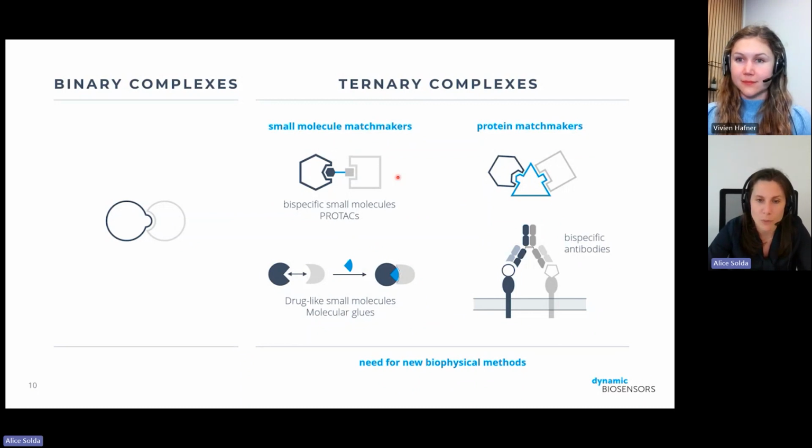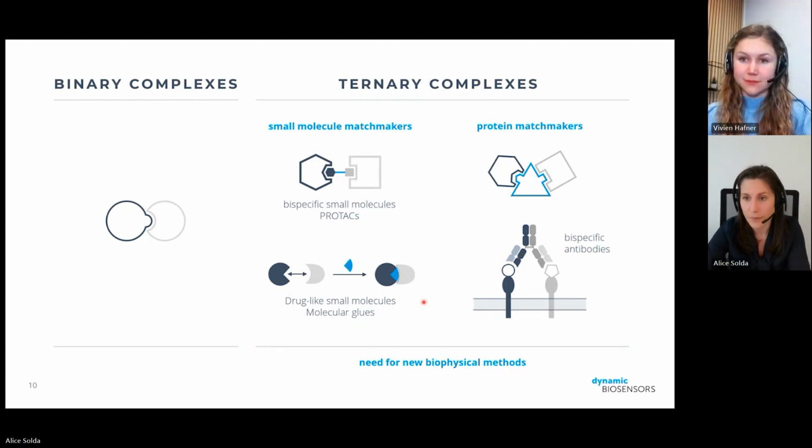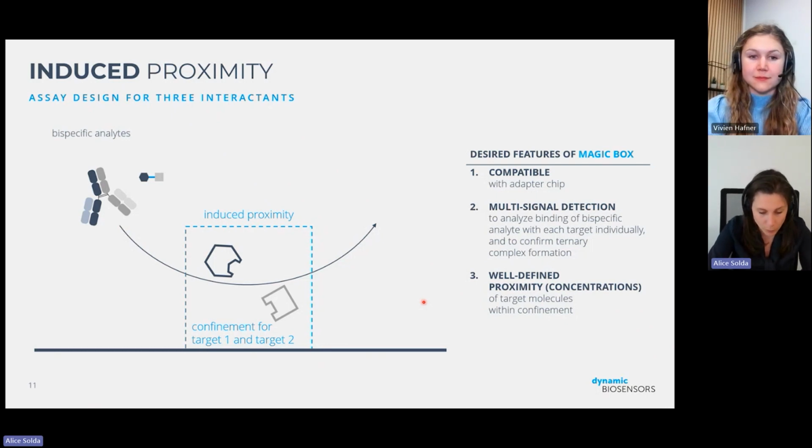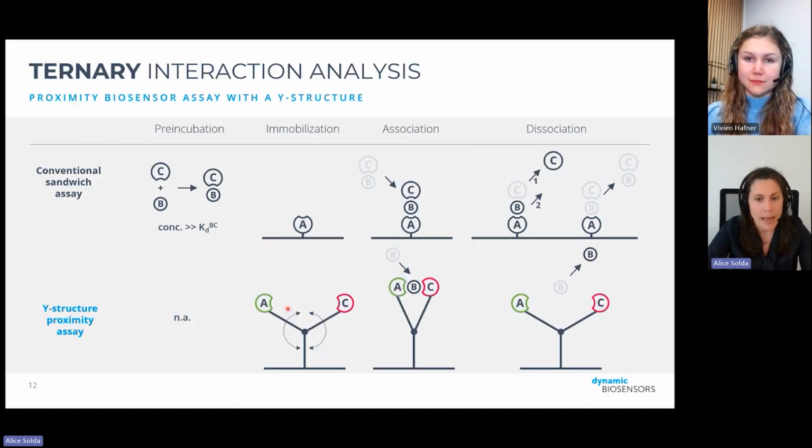I'm going to focus on PROTACs, but the same structure can be used and has been used successfully also for molecular glues. The whole idea came up when we thought, okay, we want to somehow have the two proteins in close proximity. We have the two dyes, so we can put the two proteins together. How to do it? We decided to confine these two proteins in a region, like in a magic box. And this had to be compatible with our chips. This is the reason why we started to think about a Y structure.